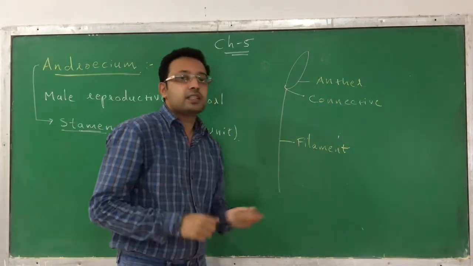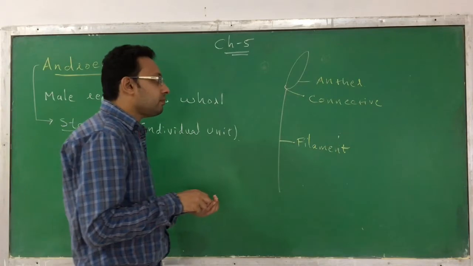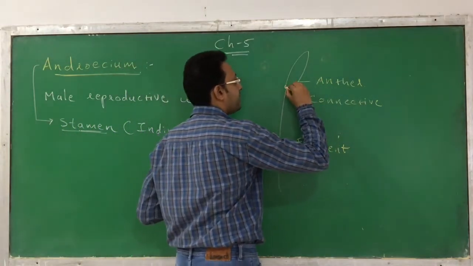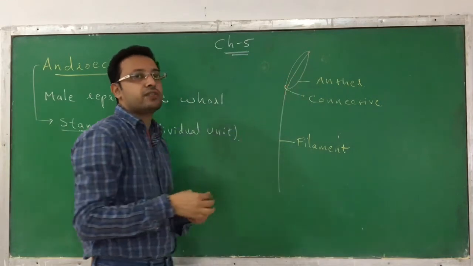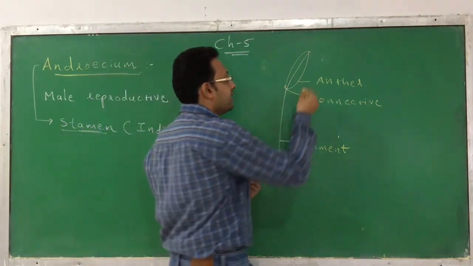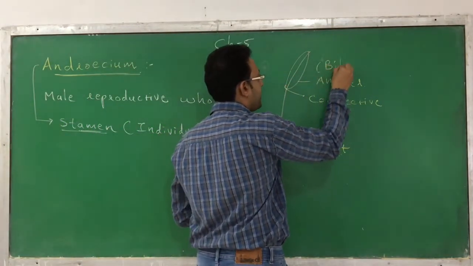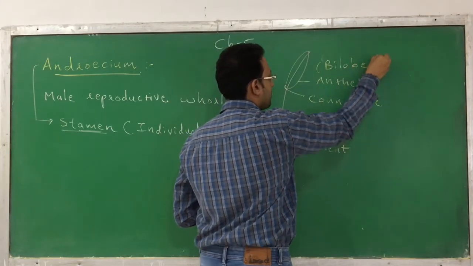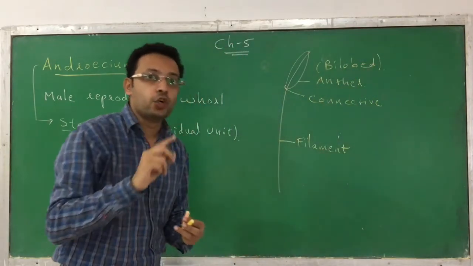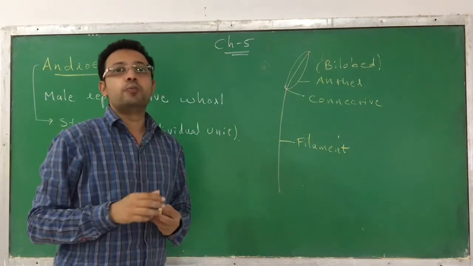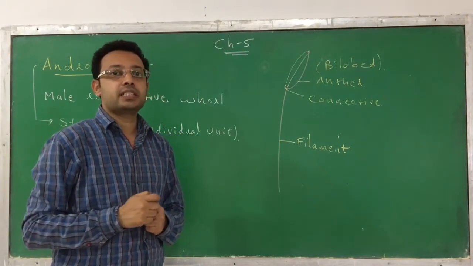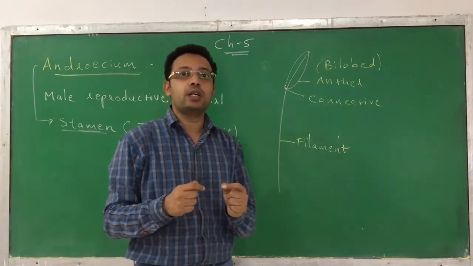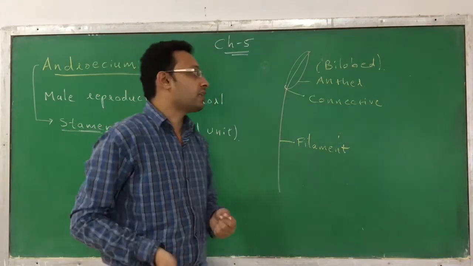The filament is the stalk-like portion. Now when we see the characteristic of the anther, the anther consists of two lobes, so we say that the anther is bilobed. Clear? And each lobe contains two pollen sacs. Two pollen sacs are present, and from these pollen sacs the pollen grains are produced.